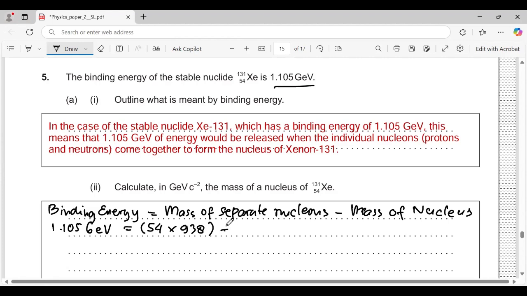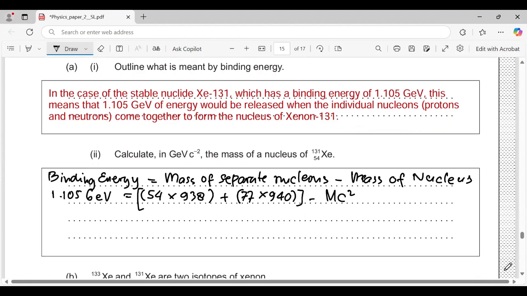Next, plus 77 times 940. 77 is the number of neutrons in xenon 131. Meanwhile, 940 is the mass of a neutron, and the unit is MeV c^-2. And the mass of the nucleus is m, so I would like to rearrange this equation to make mc squared the subject.